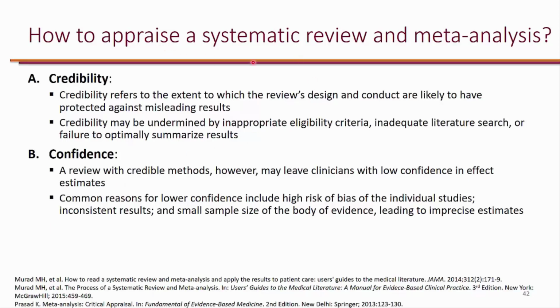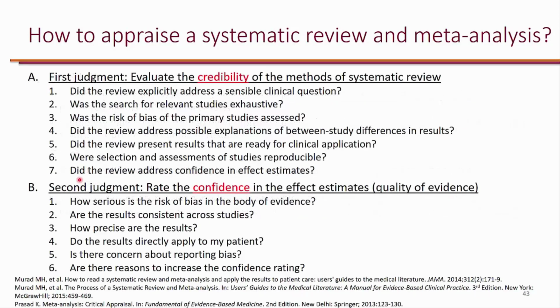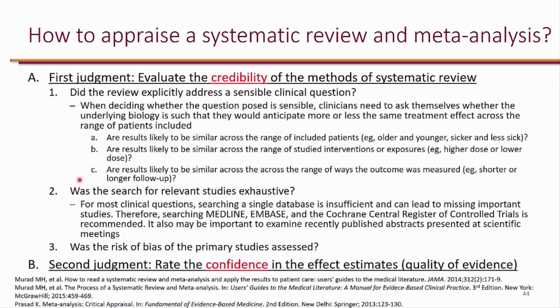So when we are appraising systematic reviews, we need to consider both credibility and confidence. And here's how we do it. We ask questions. So there are 7 questions to ask to evaluate the credibility, and 6 questions to ask to rate the confidence in the effect estimates. So the first question is, did the review explicitly address a sensible clinical question, right? So that's really important. Depending on the review article that you're reading, there needs to be a sensible clinical question.